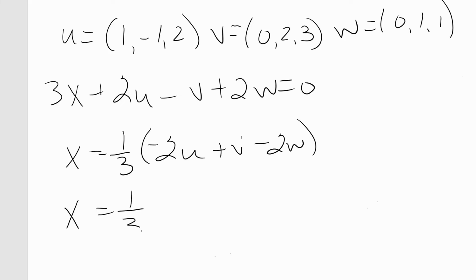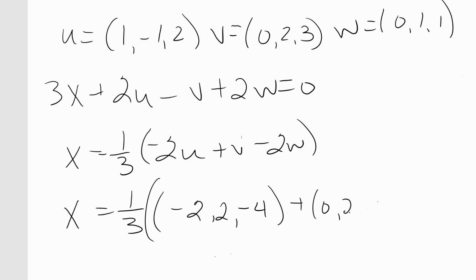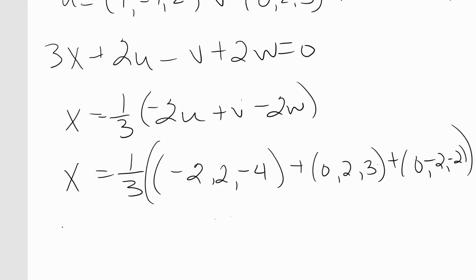So I get x is 1/3 times negative 2 times u, which is going to be negative 2, 2, negative 4. Add that to v, which is 0, 2, 3. I'm going to add that to negative 2 times w, which is 0, negative 2, negative 2. All right, so now I get x is 1/3 times, add up the components. Add up my x's, I get negative 2. Add up my y's, 2 and 2 is 4, minus 2 is 2. Add up my z's, negative 4 and 3 is negative 1, minus 2 is negative 3.